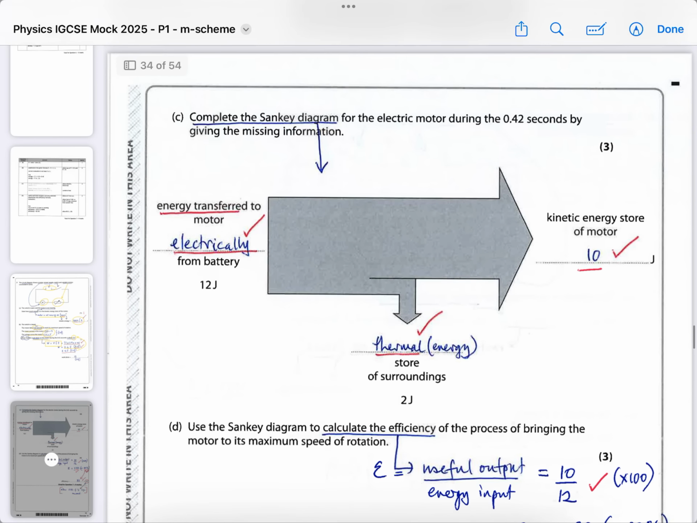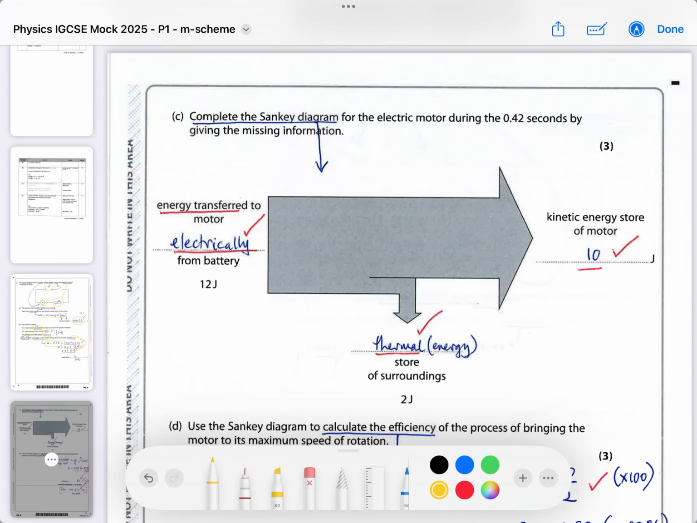Part C then shows what's called a Sankey diagram. So Sankey diagrams are these arrows, and the width of the arrow shows how much each portion of the energy transfer is equal to.